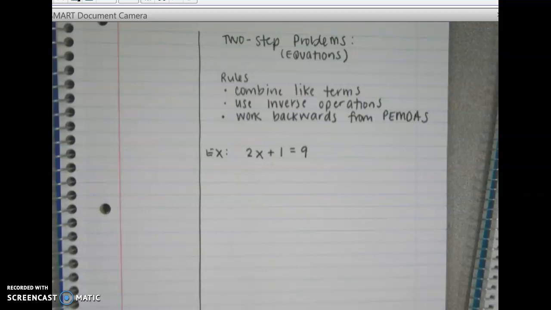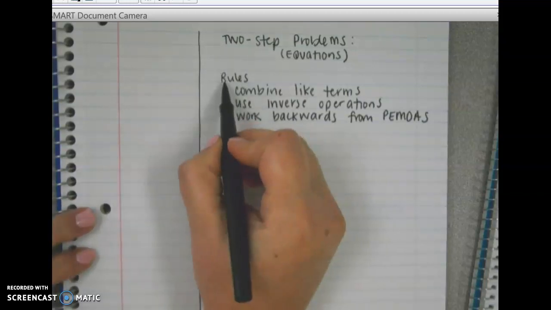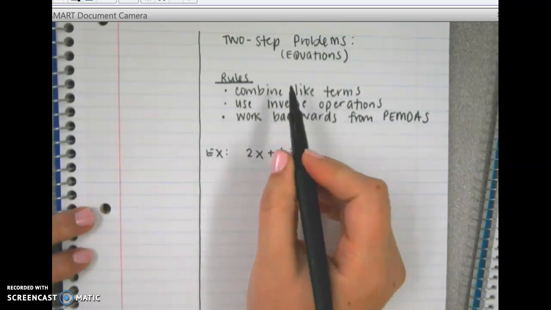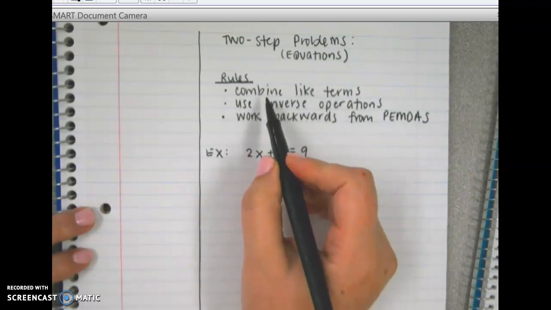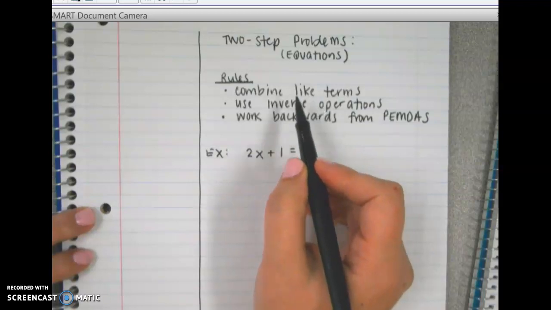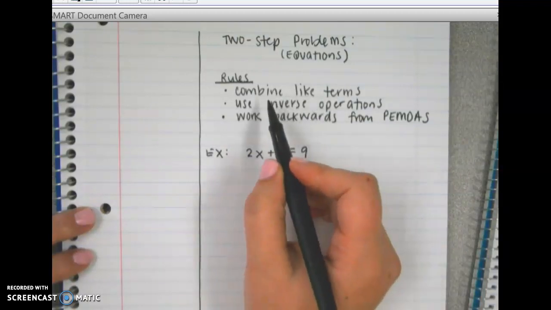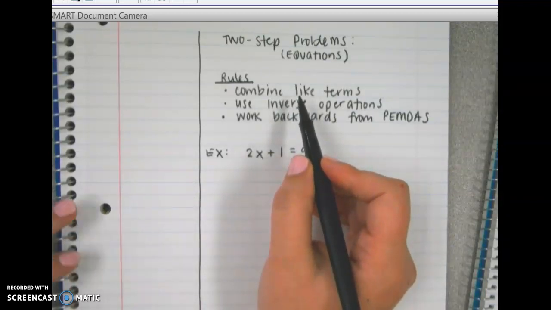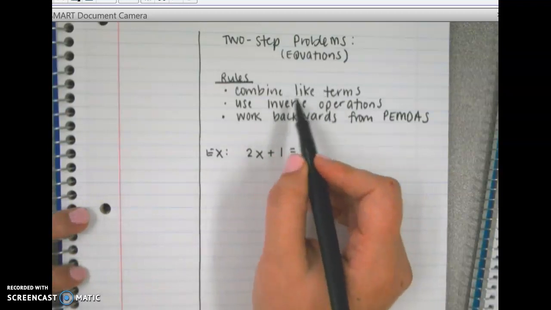All right, so a couple of rules that we have to follow when we're solving equations. First, we can only combine like terms. So if something has an x, we cannot combine it with a term that doesn't have an x. So x's with x's, it's called a constant if you don't have an x on it, but basically numbers with numbers, x's with x's.